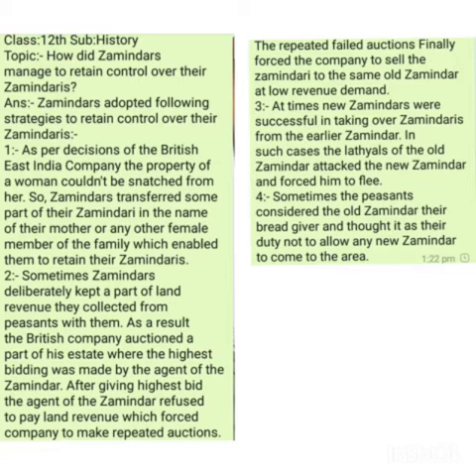So the repeated auctions exhausted the British government, and this was an exhaustive practice on the part of the British government. Hence, the company at last sold the same estate to the same Zamindar from which it had been snatched earlier at the first stage, at a lower price, at a lower land revenue demand.